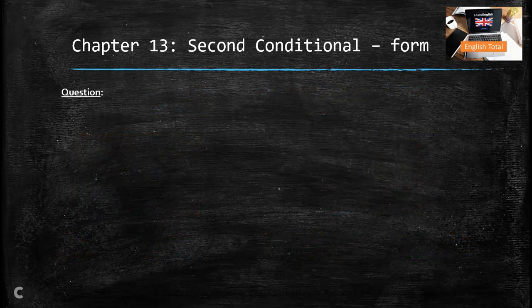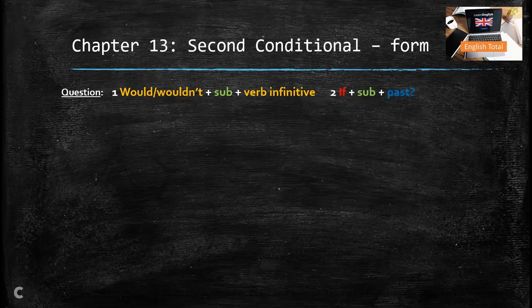The easiest way to form questions using the second conditional is by using the following structure. Start the question with would or wouldn't, followed by the subject, and then the verb in infinitive form in the first sentence. Then the second sentence would go like this: if, followed by the subject, and then the verb in the past.